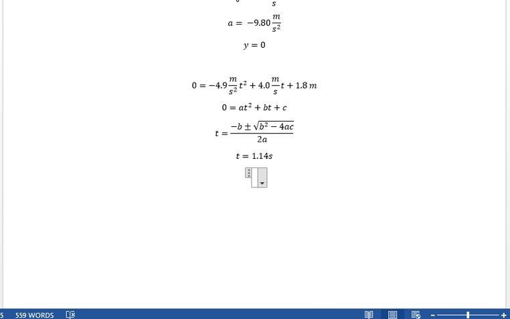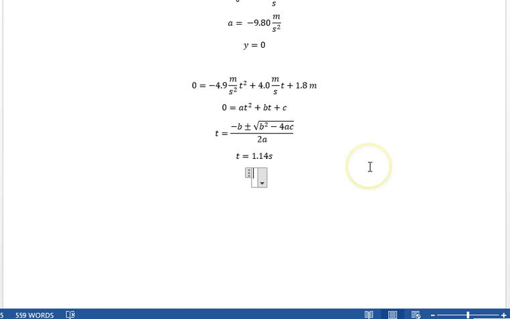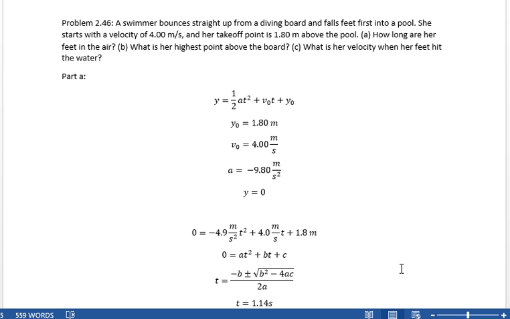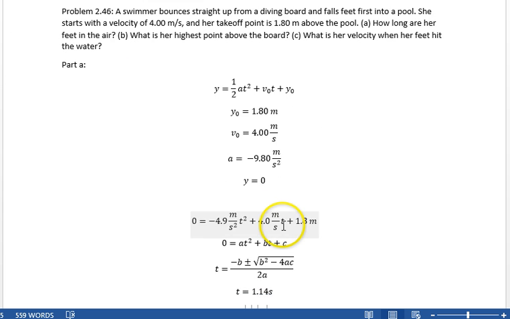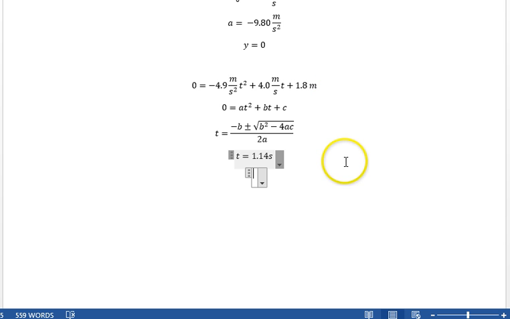What does the other solution to this mean? The minus 0.32 seconds means that if you ran this problem backwards in time, that's when she would have come up off the water. But that's not a physical answer, because the problem starts at t equals 0. So how long are her feet in the air? 1.14 seconds.